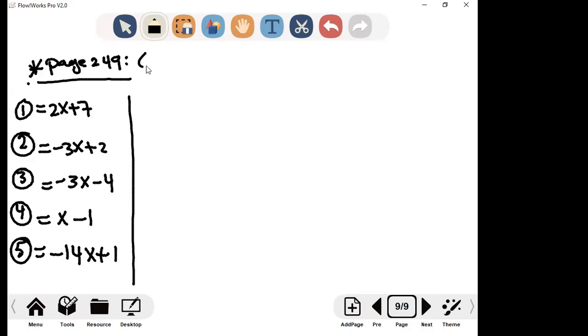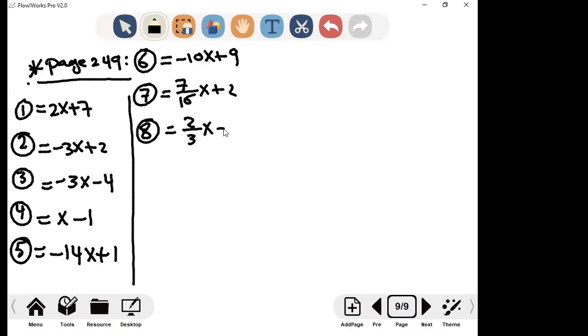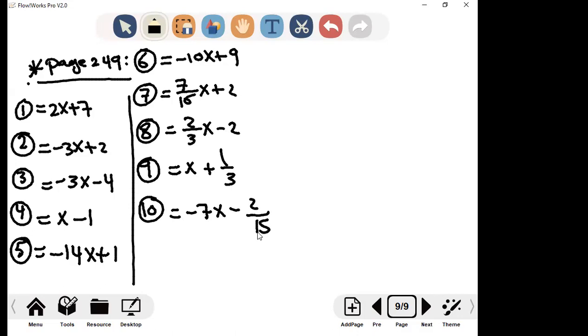Question 6, negative 10x plus 9. Question 7, 7 over 16x plus 2. Question 8, 2 over 3x minus 2. Question 9, x plus 1 over 3. Question 10, negative 7x, negative 2 over 15.